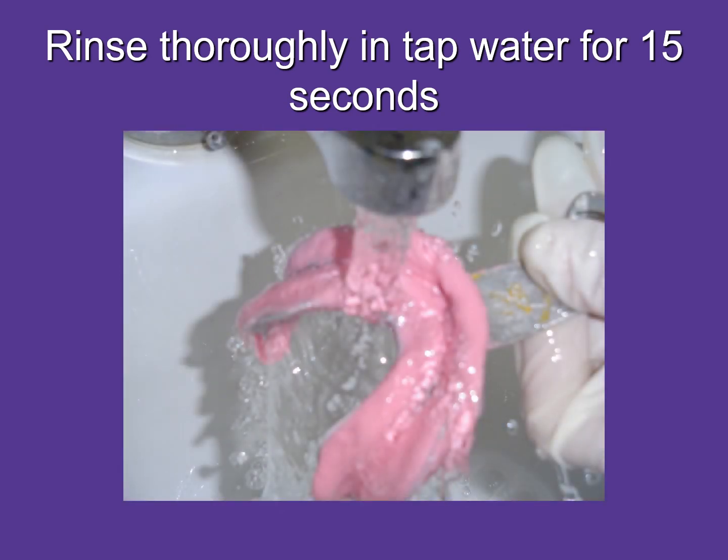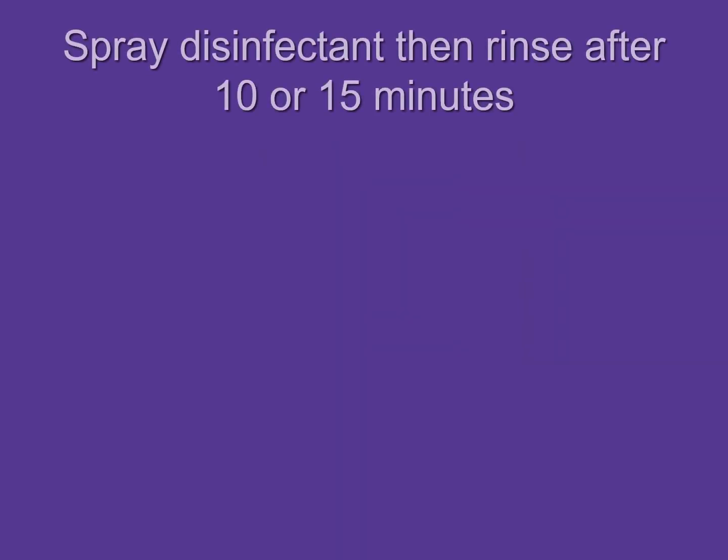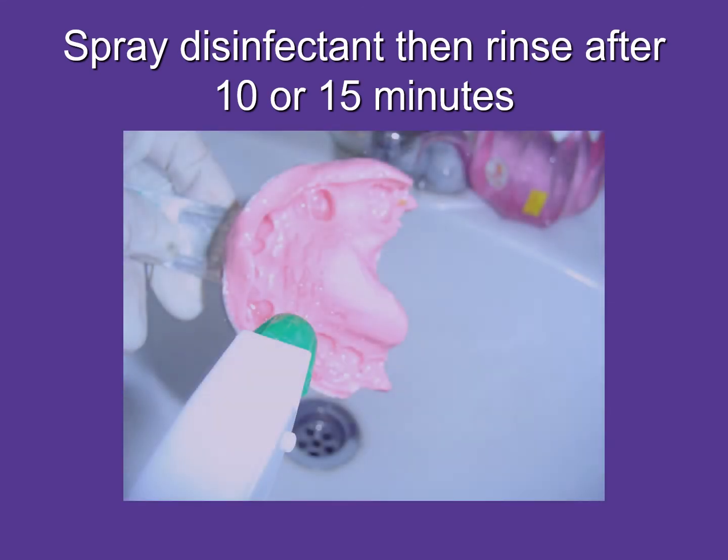In order to disinfect alginate, first you need to rinse thoroughly in tap water for 15 seconds. Next, spray the disinfectant, then rinse, and finally place it in a sealed plastic bag and send it to the lab.